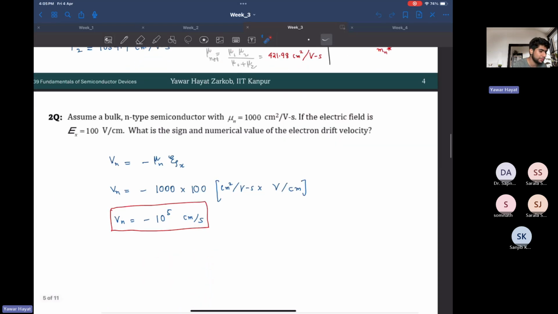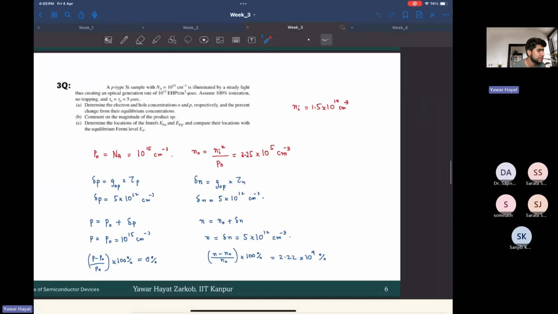And now we have question number 3. A p-type silicon sample with Na. We were given the optical generation rate and we were supposed to assume 100% ionization. Tau n and tau p were 5 microseconds. Ni we had to take as 1.5 into 10 to the power 10 per centimeter cube. Firstly, I had to determine the electron and hole concentrations N and P respectively and the percent change from their equilibrium concentrations.